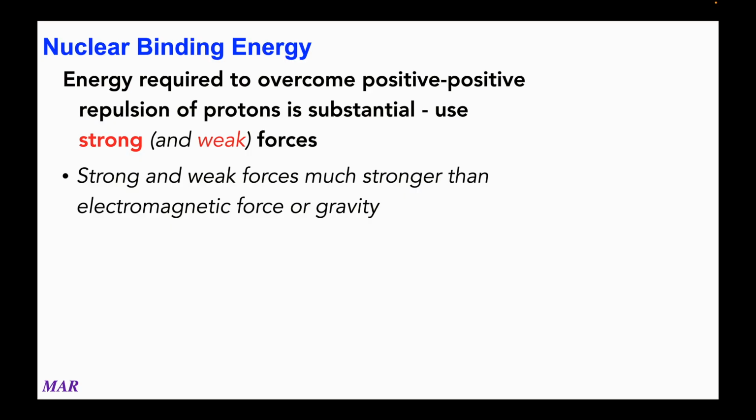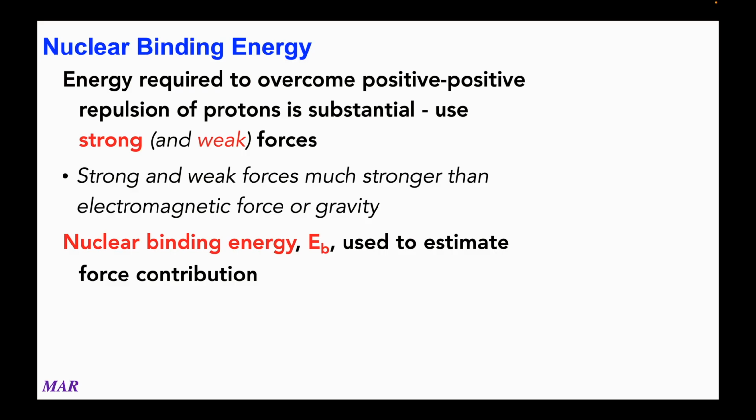To figure out the energy required to hold the nucleus together, we can do what's called a nuclear binding energy calculation. The energy we're going to calculate in this process will be the energy required to overcome the positive repulsion of protons in the nucleus. And it's a pretty big number. The power is achieved by utilizing the strong and sometimes the weak forces, which we're not talking about as much. So it takes a lot of energy, but it is possible to overcome. Strong and weak forces are stronger than both the EM force and gravity, so that's why they become so important.